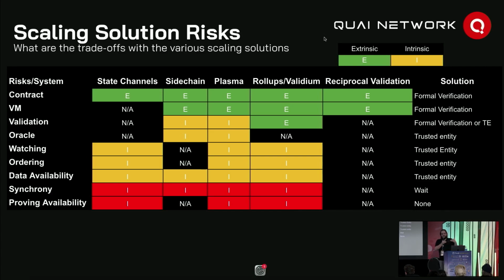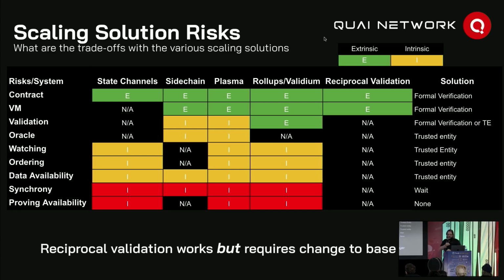So basically what happens if we talk about reciprocal validation, I can eliminate the last half of all of those problems, and the only ones that I'm left with are contract risk and VM risk, which I can solve through formal verification. Unfortunately, reciprocal validation requires a change to the base layer, and it also requires an ordination of what the scaling solution is.